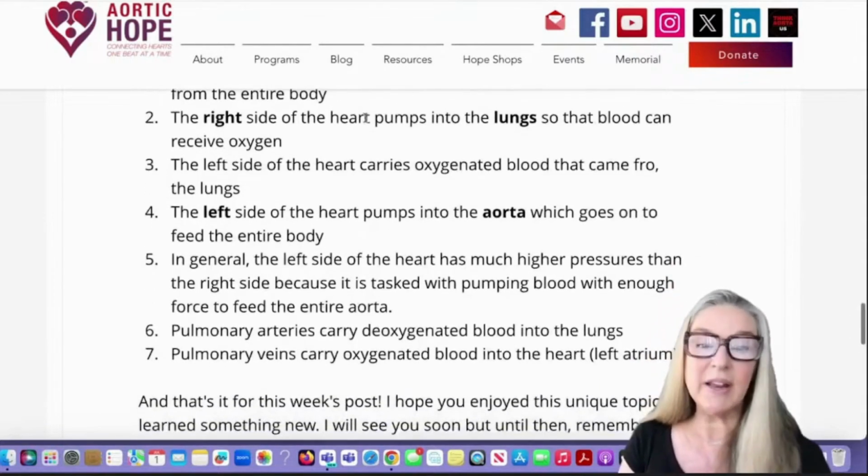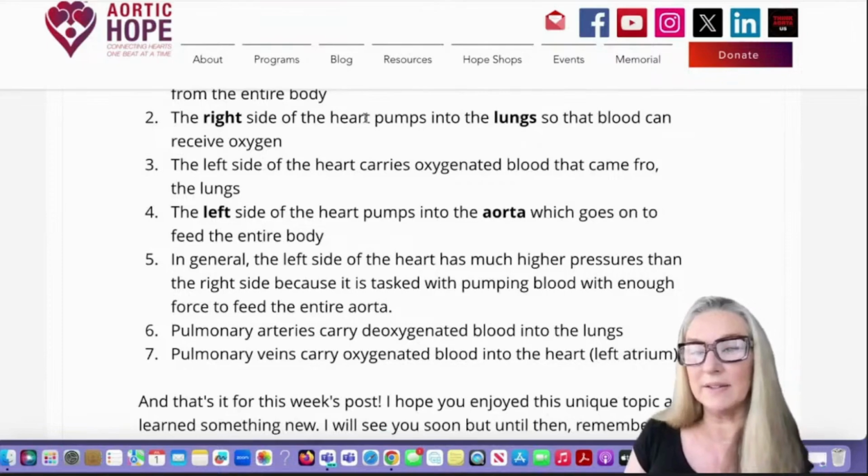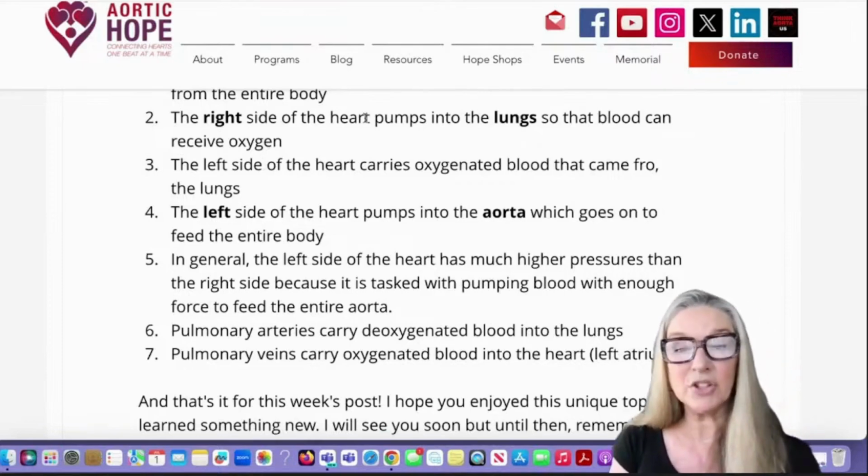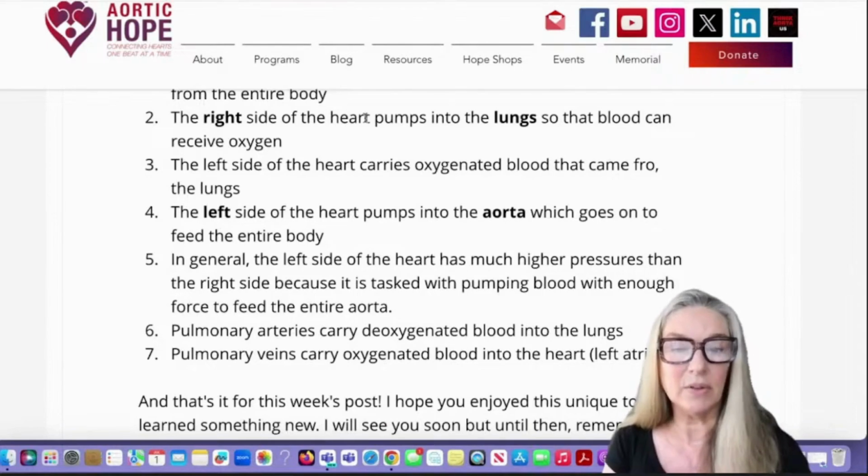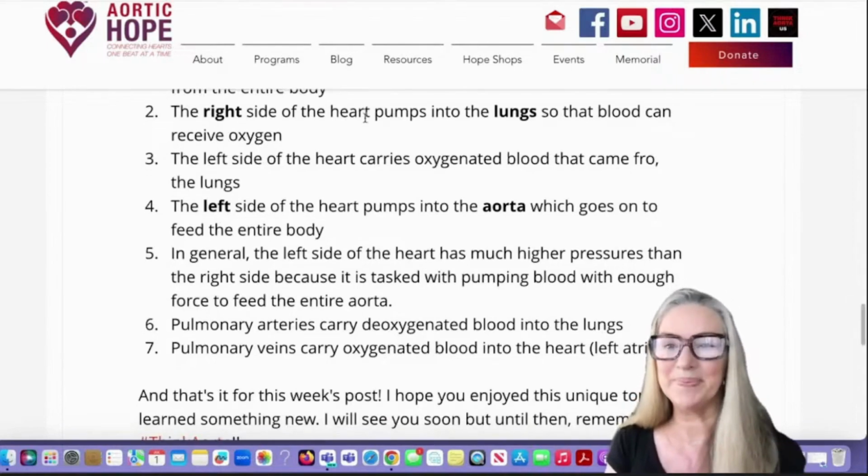Pulmonary arteries carry deoxygenated blood into the lungs. Pulmonary veins carry oxygenated blood into the heart through the left atrium.